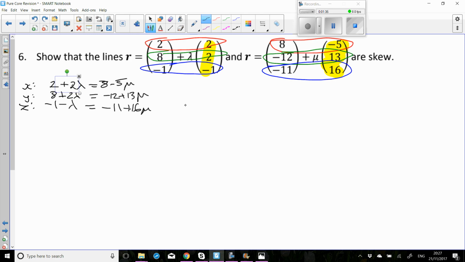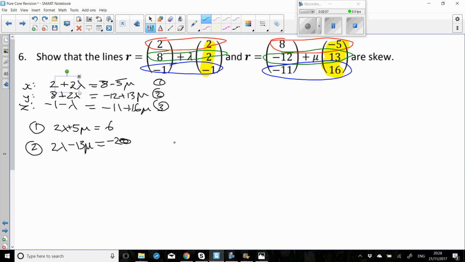Right, it's very important here to remember which equations you are using. So I'm going to take equation 1. Let's rearrange that then. So that's 2 lambda plus 5 mu equals 8 take away 2, 6. And equation 2 would be 2 lambda take away 13 mu equals negative 12, so negative 20.